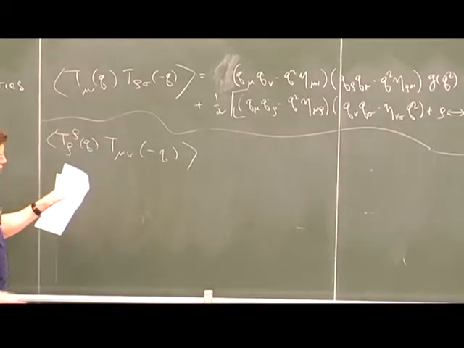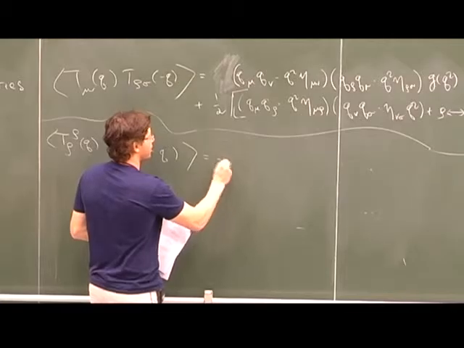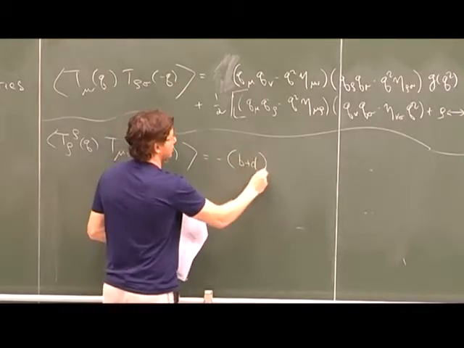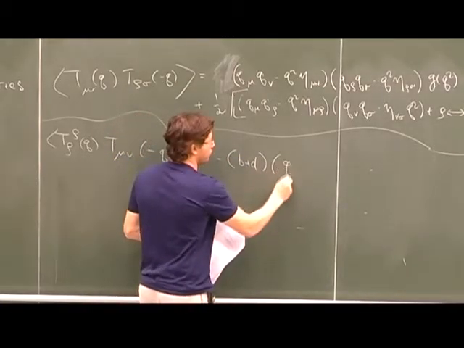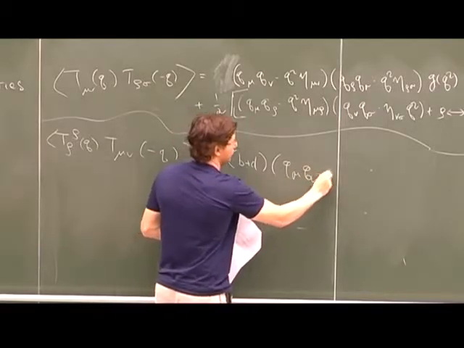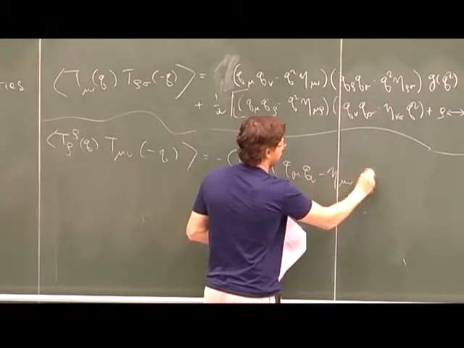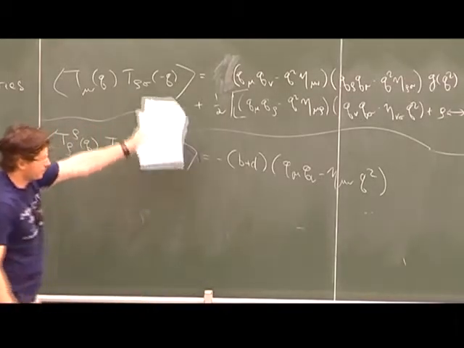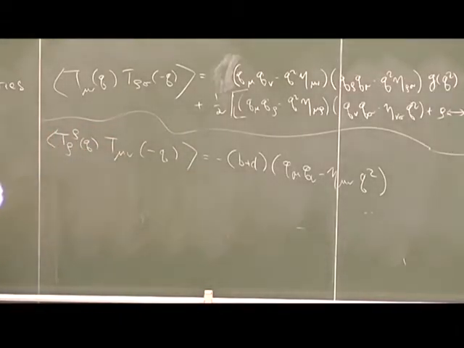So let's study this particular correlation function. One finds minus b plus d, and then q mu q nu minus eta mu nu q squared. So that's what you find if you just trace over one set of the indices.